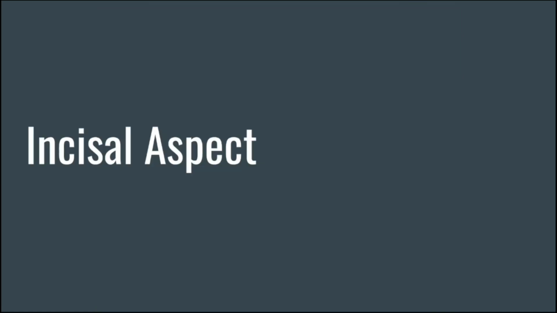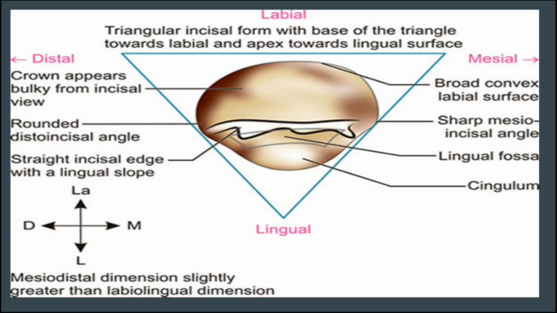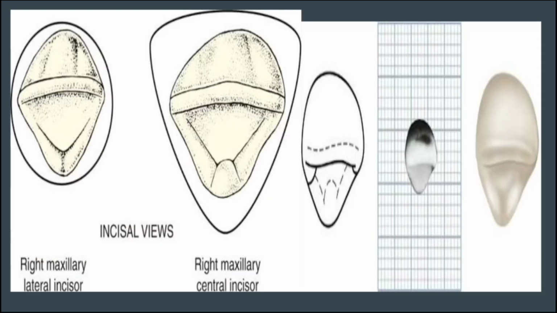Next is the incisal aspect. It is triangular in outline and shows the maximum mesiodistal width. The lingual portion is narrower than the labial surface of the tooth. You can appreciate the lingual fossa a little bit, and the cingulum from the incisal aspect. So it will be triangular in form, as I told you. This is how the incisal view is seen. Right and left are both mentioned here.